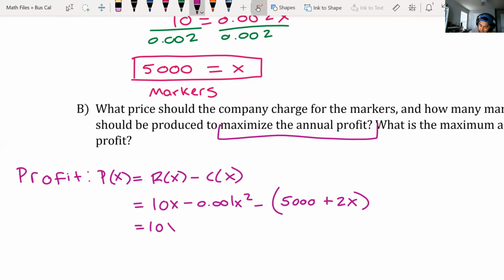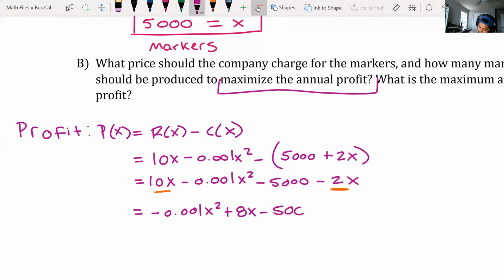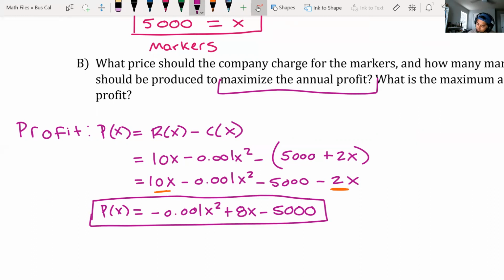This negative has to distribute to both terms. So we get 10x minus 0.001x squared minus 5,000 minus 2x. Okay. I'll combine like terms and I'm going to write the highest power first. So I'm going to have negative 0.001x squared. I can combine my x's. That'll give me positive 8x minus 5,000. There's our profit equation.